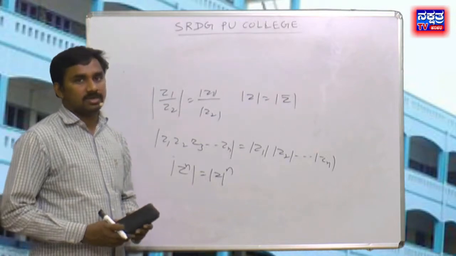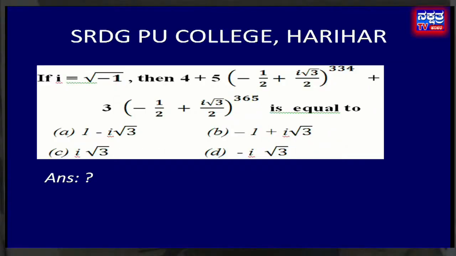Watch the next question. If i equal to root of minus 1, then (4 plus 5 into (minus 1 by 2 plus i root 3 by 2) whole power 334) plus (3 into (minus 1 by 2 plus i root 3 by 2) whole power 365) equal to. Watch the board.